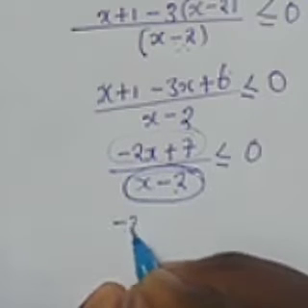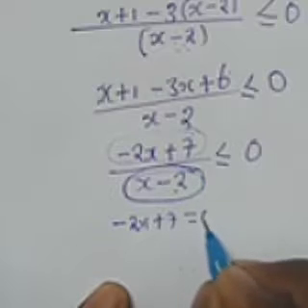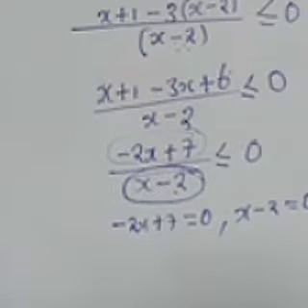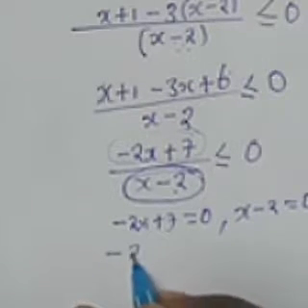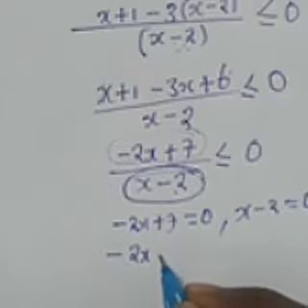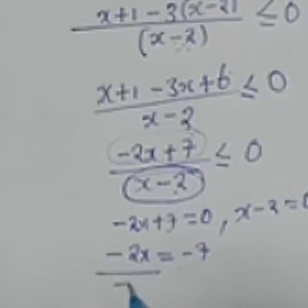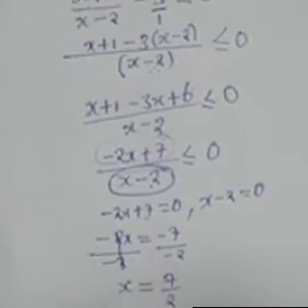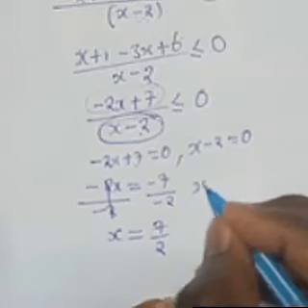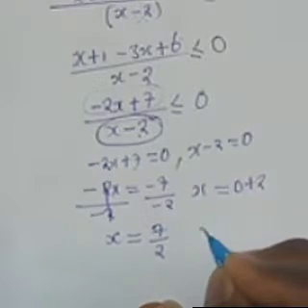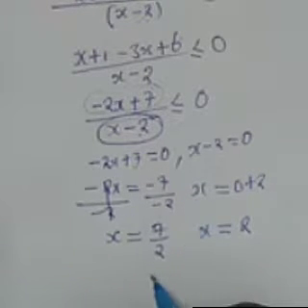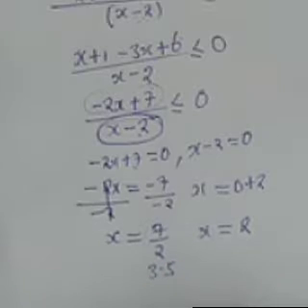So you have to say negative 2x plus 7 equal to 0, comma, x minus 2 has to be equal to 0 as well. So if you take this to the other side, we are going to get negative 2x equal to negative 7. You divide by negative 2, divide by negative 2. We're going to get x equal to 7 over 2. Then for this one, you just say x has to be equal to 0 plus 2. We're going to get the other value of x as 2. So if you try to divide here, you're going to get something like maybe 3.5 if I'm not mistaken.